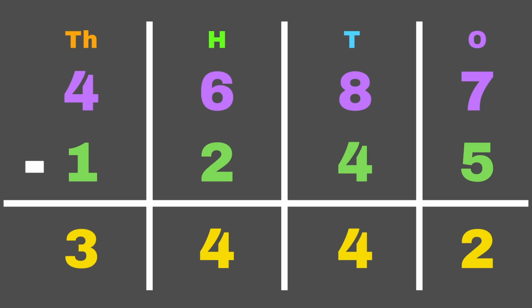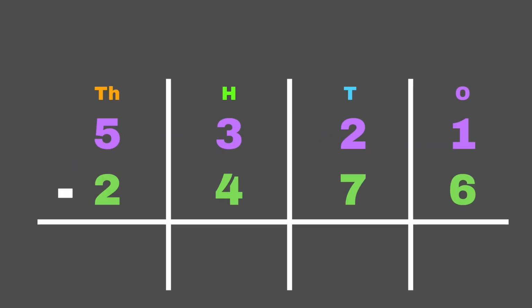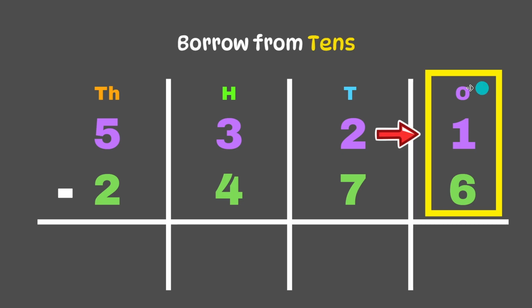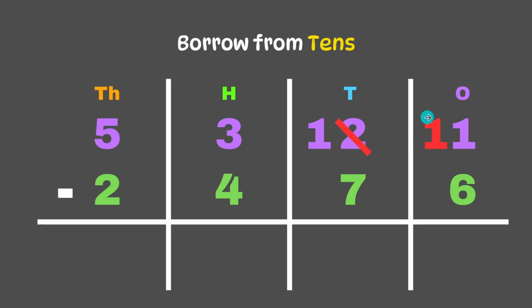Now let's look at a case where borrowing is needed. We'll first arrange them into their place values. We see that in the ones place we have 1 minus 6, which is not possible. So we borrow 10 from the tens place. 10 equals 10 ones. So the ones place becomes 11 and the tens place reduces by 1. So 2 becomes 1. So now we can subtract 11 minus 6 equals 5.